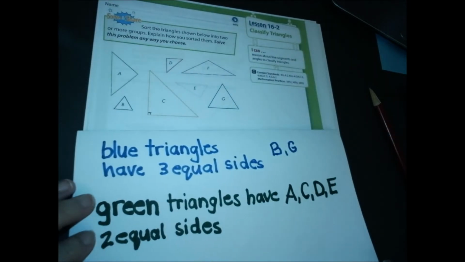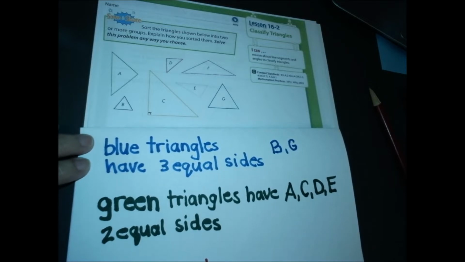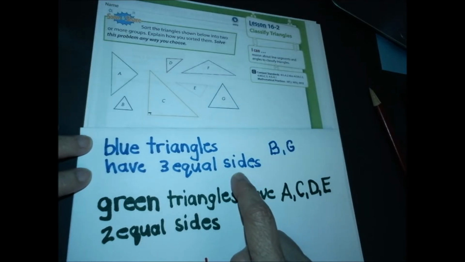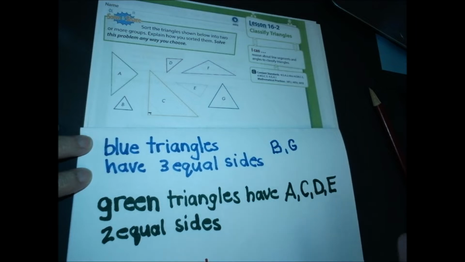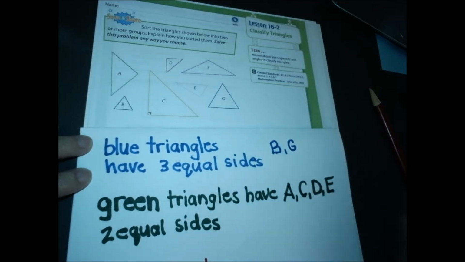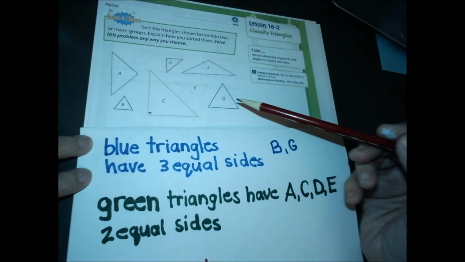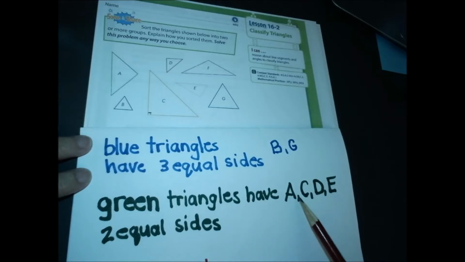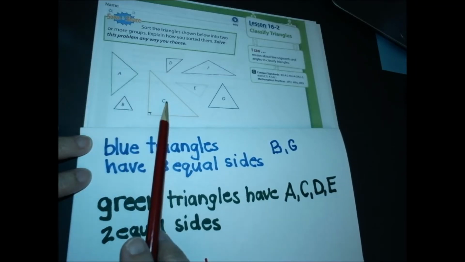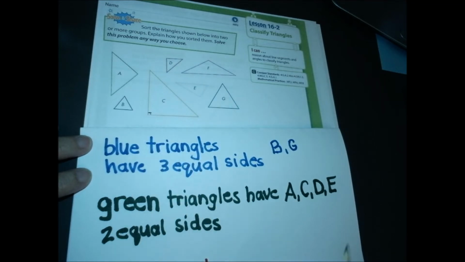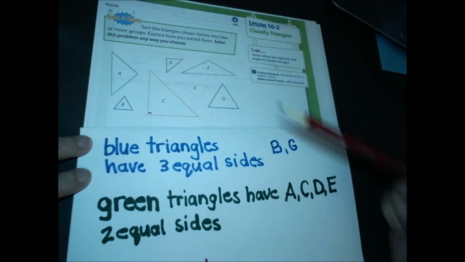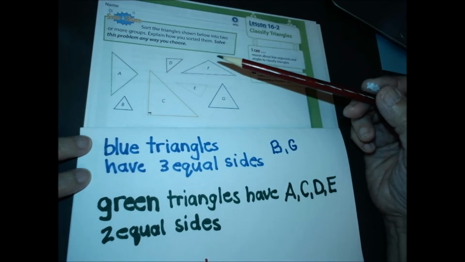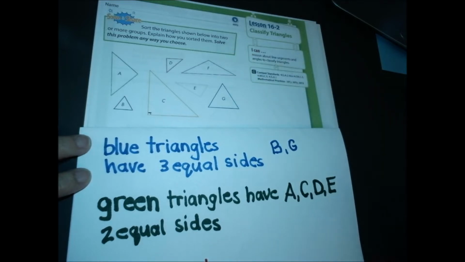Someone may have said, well, there are blue triangles and they have three equal sides. So they're using sides to classify. They said B and G have three equal sides. Then they said the green triangles, A, C, D, and E, have two equal sides in them. And then the red triangle, they may have said, has no equal sides at all. So they may have classified their triangles by sides.